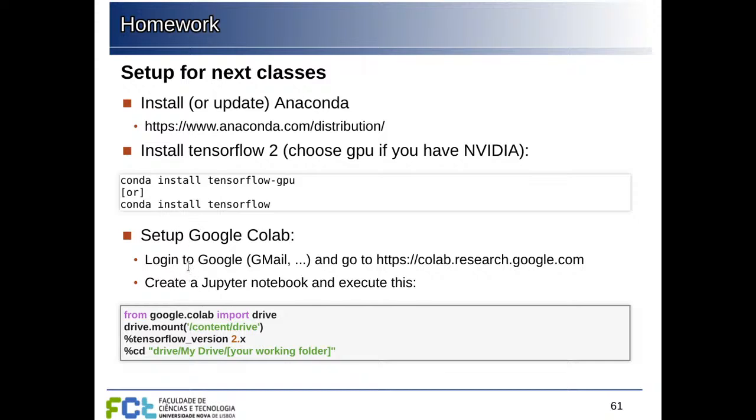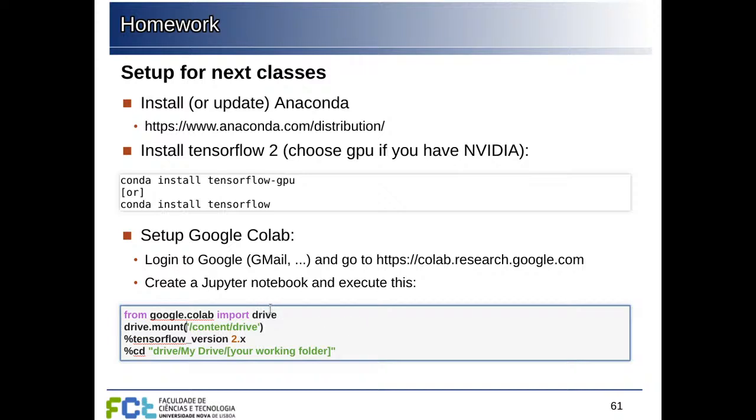Alternatively, if you don't have time to install Anaconda, or if you want to try out, you can use Google Collaboratory. You can go to this site for Google Colab. You need to log in with your Gmail account, but then you have access to a Jupyter notebook where you can import TensorFlow and execute code and so on. Since we're going to use data files, you're going to need to link your Google Colab to the Google Drive so you can use the files. And this is just a set of instructions that you need.